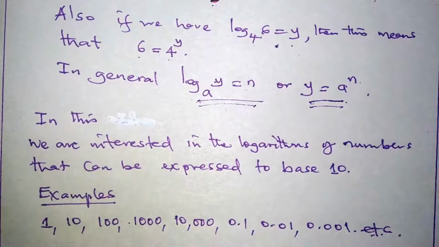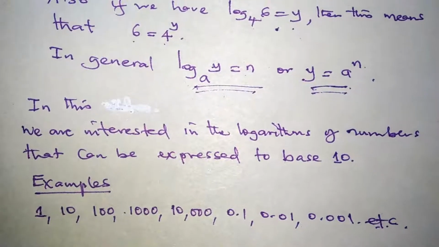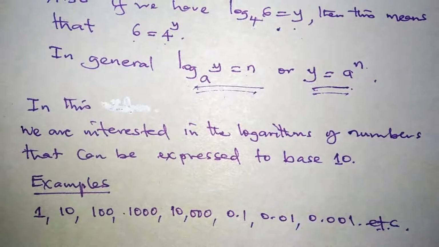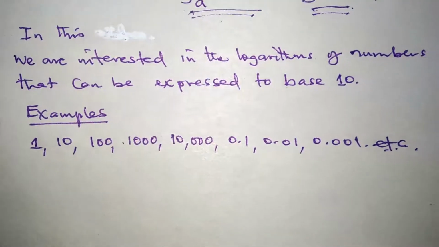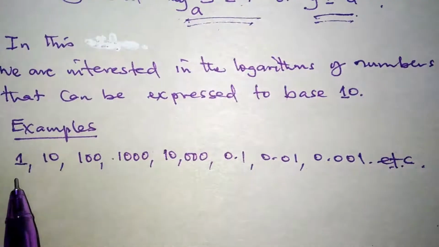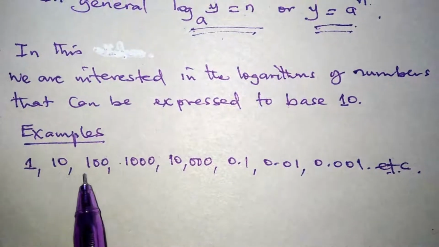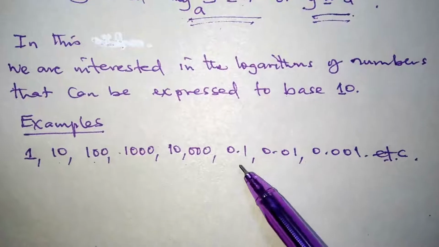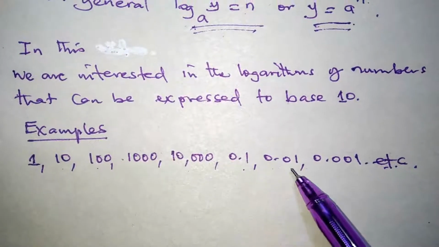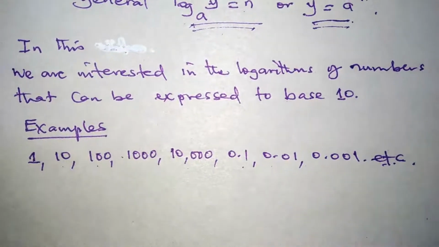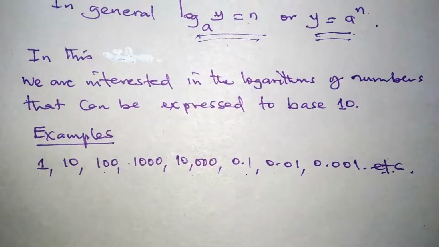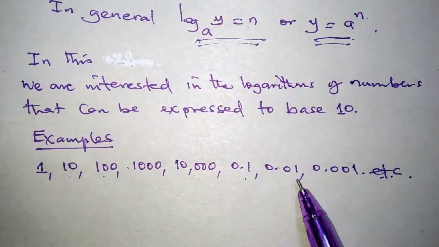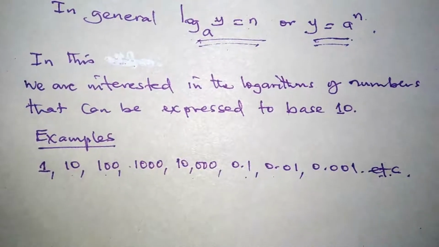in this video, we are interested in the logarithms of numbers that can be expressed to the base of 10. Examples are 1, 10, 100, 1000, 10,000, 0.1, 0.01, 0.001, etc. Now, you probably wonder how we are going to work out the ones that are in decimal points.